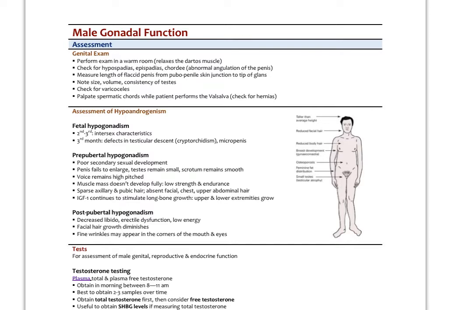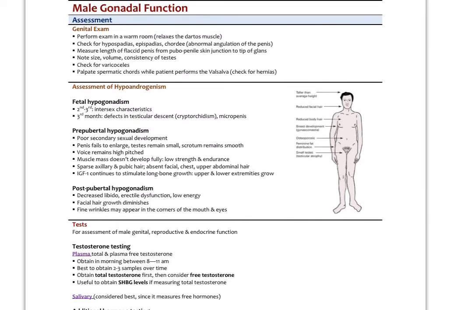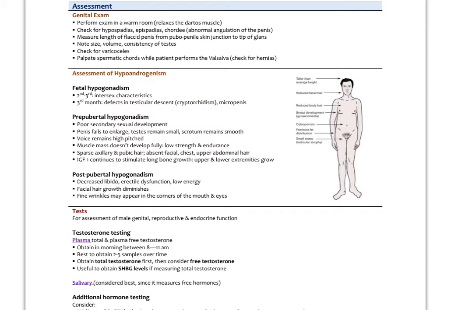A couple of notes just for different stages of male development. In the fetus via ultrasound, one of the things we're looking at is the presence, for example, in the second or third month of any intersex characteristics. In the third month, looking at any defects with testicular descent, cryptorchidism, or unusually small penis.